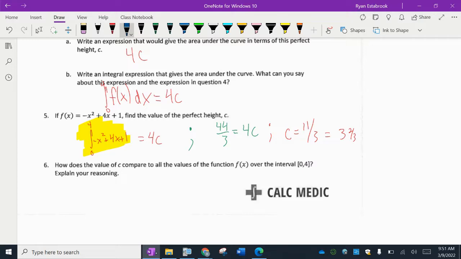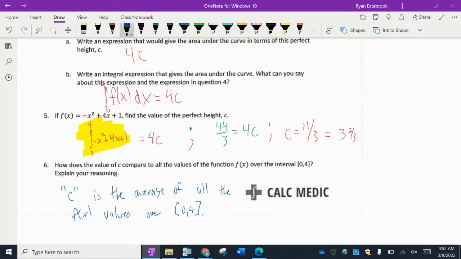So how does c compare to all the values of the function? C is the average of all the f of x values over the interval from 0 to 4. So we can use that integral, divide by the entire width to get the average value of all of them.